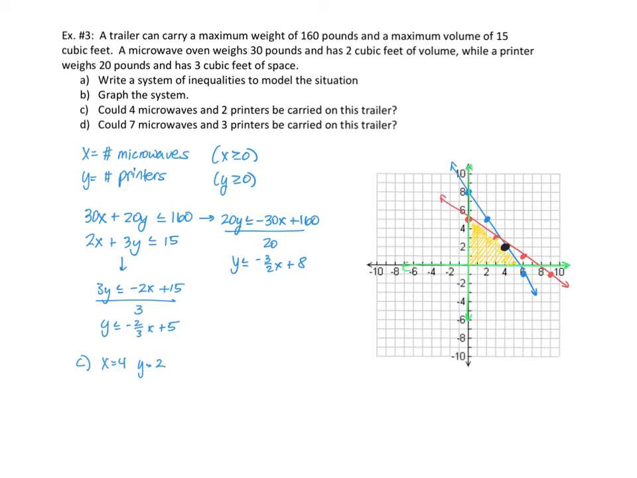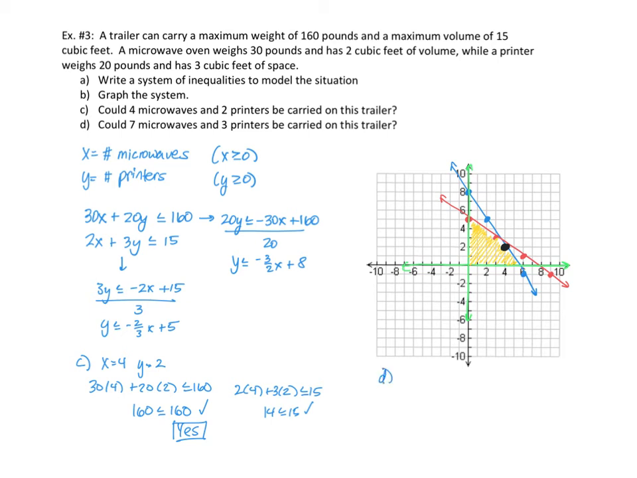If we look at plugging each of those in, we'd have 30 times 4 plus 20 times 2. We want to make sure that's less than or equal to 160. But then we would also have 2 times 4 plus 3 times 2, make sure that's less than or equal to 15. So we have 120 plus 40, we have 160 is less than or equal to 160. Equals is an option, so that checks out. And here we have 8 plus 6, so we have 14 is less than or equal to 15. So that one checks out as well. So we would say that, yes, you can carry 4 microwaves and 2 printers on the trailer.